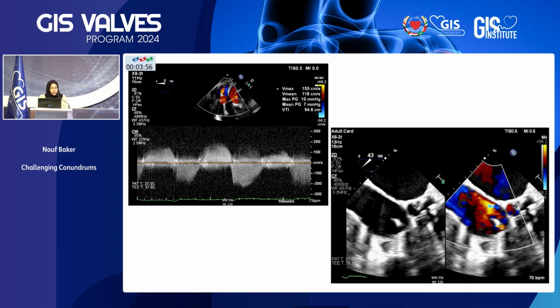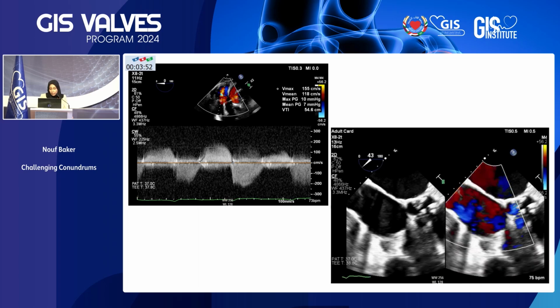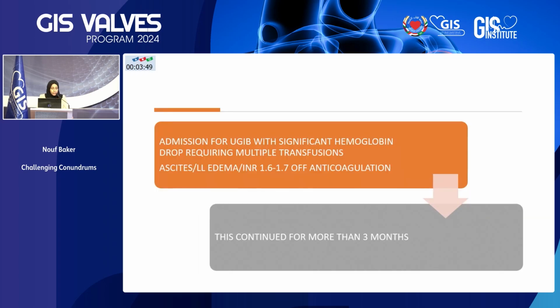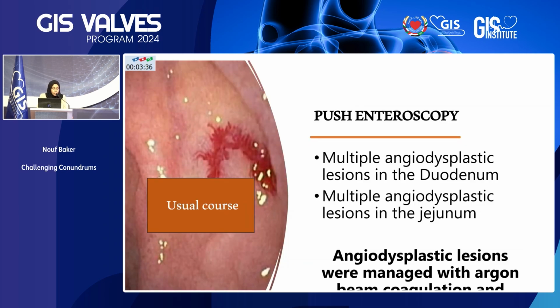This is the top Doppler across the tricuspid valve, and we can see a gradient of around 7 with a severe TR. When we came to know this patient, he'd been admitted with GI bleeding, significant drop in hemoglobin, and signs suggestive of right-sided heart failure. This continued for this patient for over 3 months. Usually, the patient was scoped, and usually these angiodysplastic lesions that were found are easy to manage. This was not the case for this patient, and we were unable to discharge him.